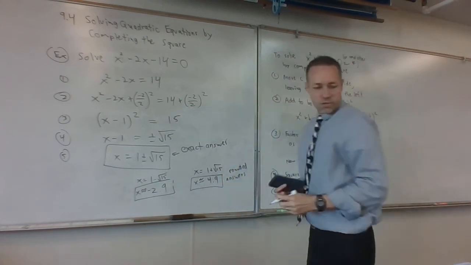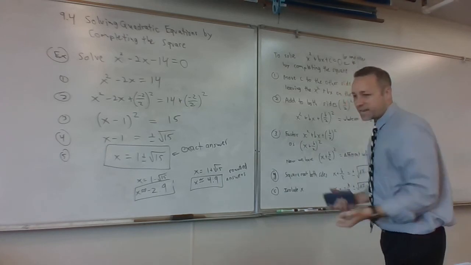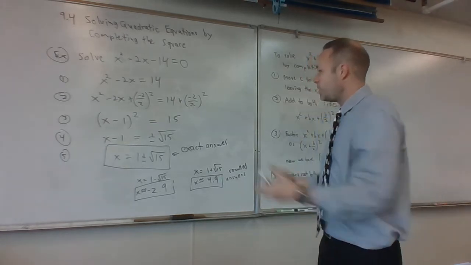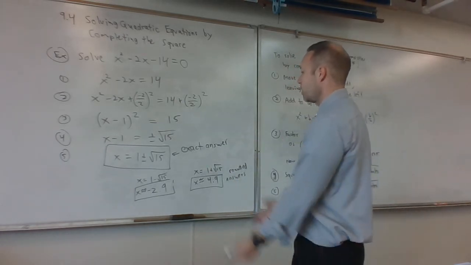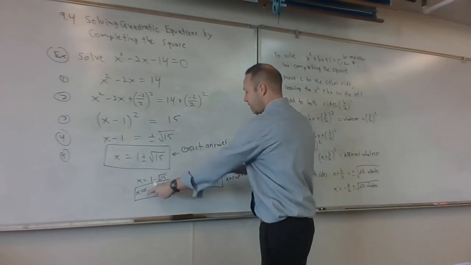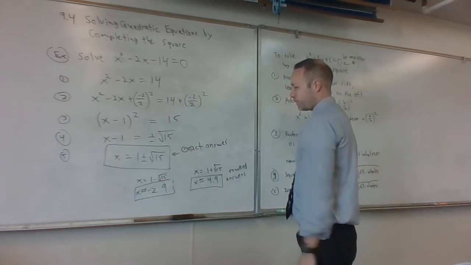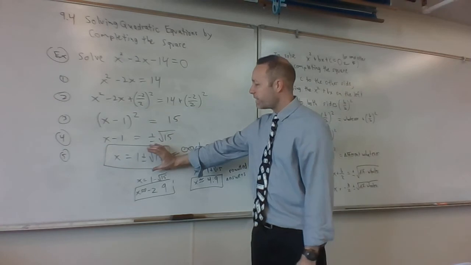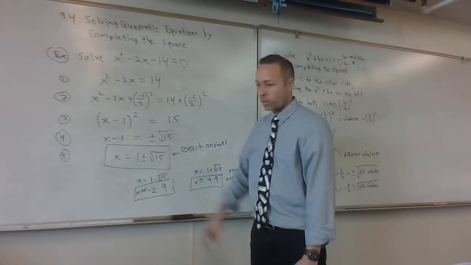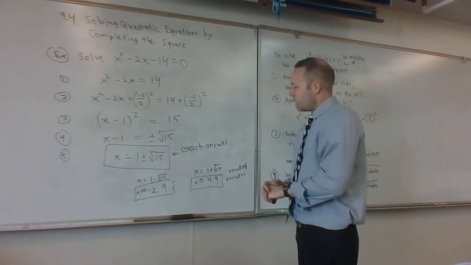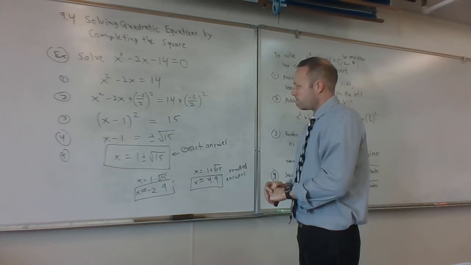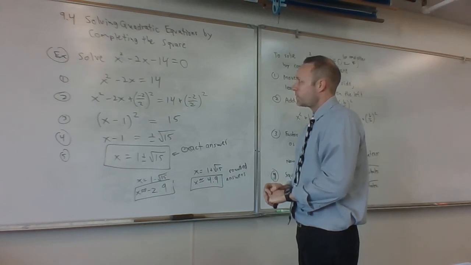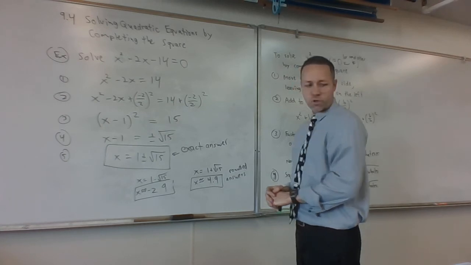Okay? So that's what it'll look like if you don't get a nice answer like the first example and you get something kind of ugly like this. You'll give the exact answer and then the two different rounded answers. And the exact answer you can leave as one expression here with a plus or minus. Hopefully that makes sense. That would be another example of solving.